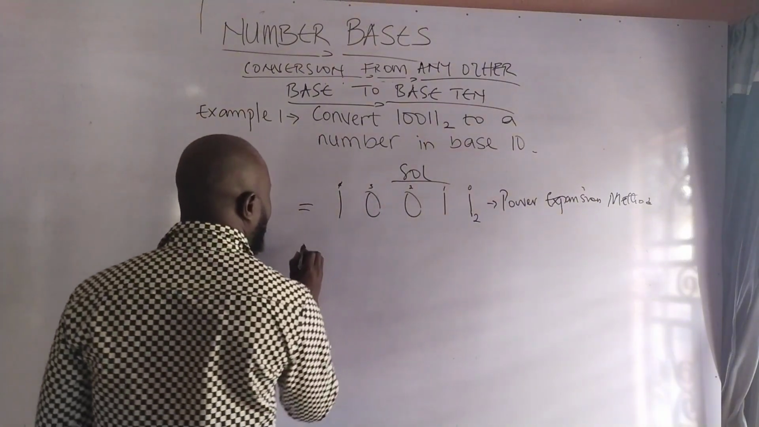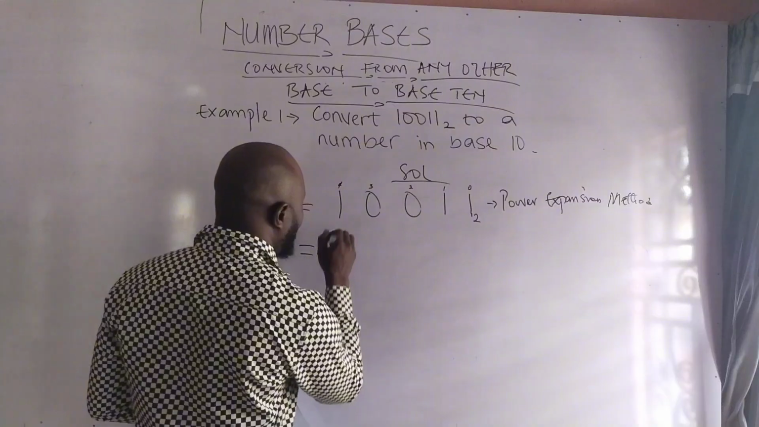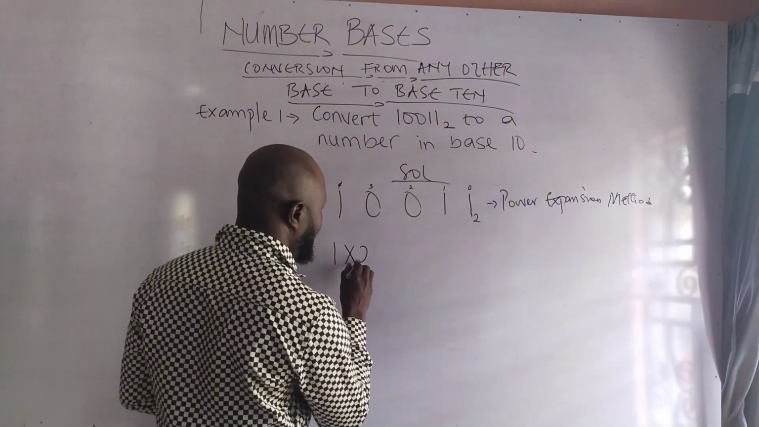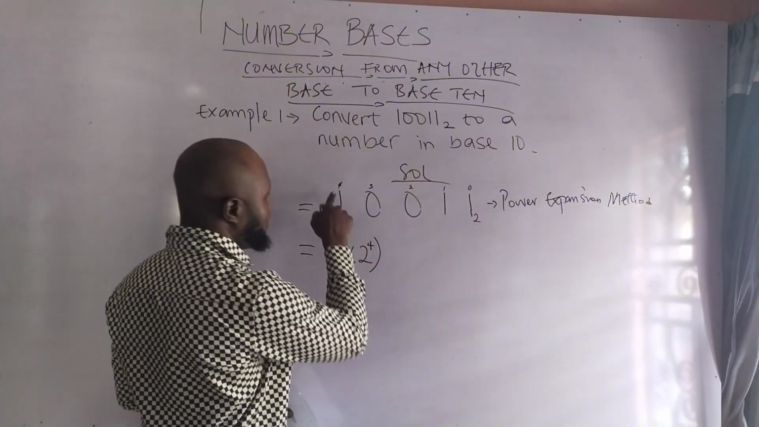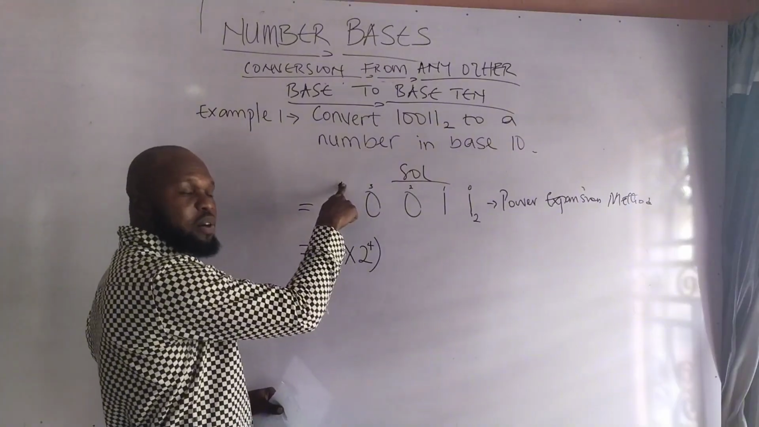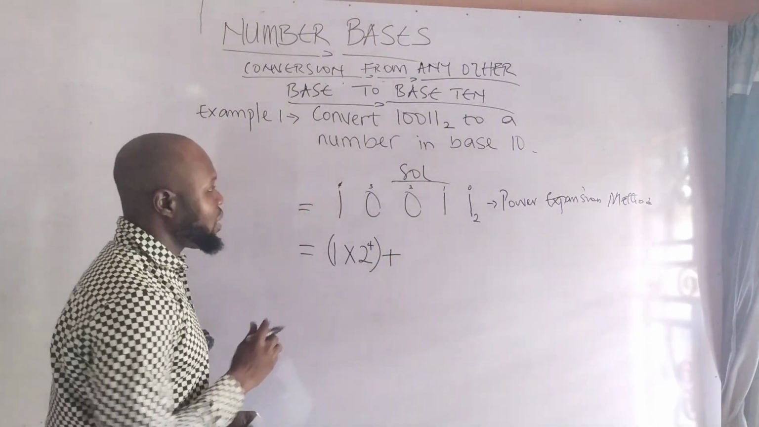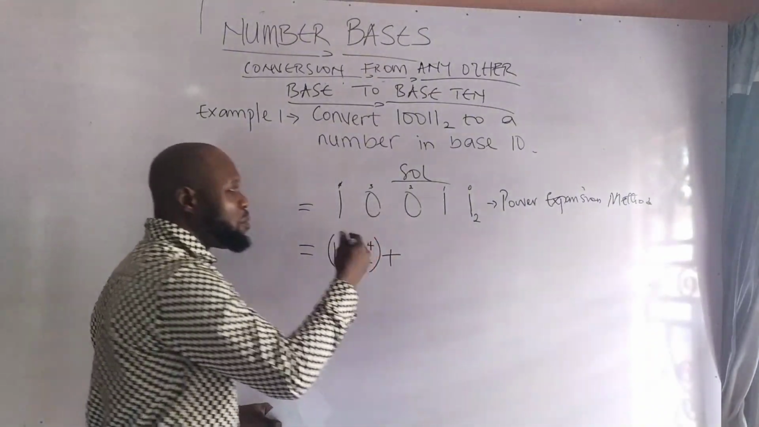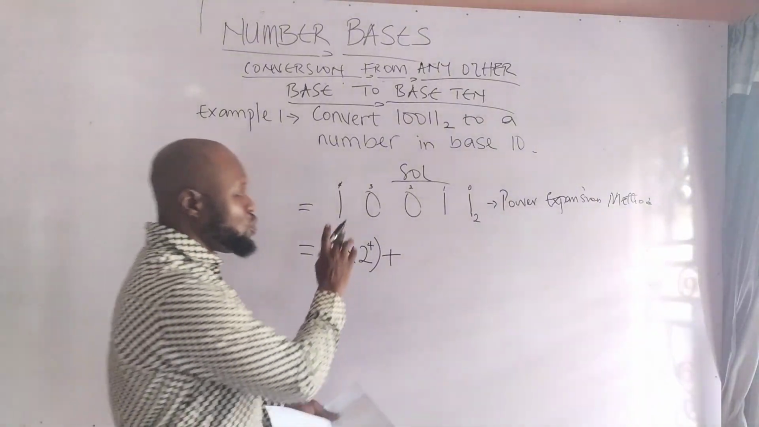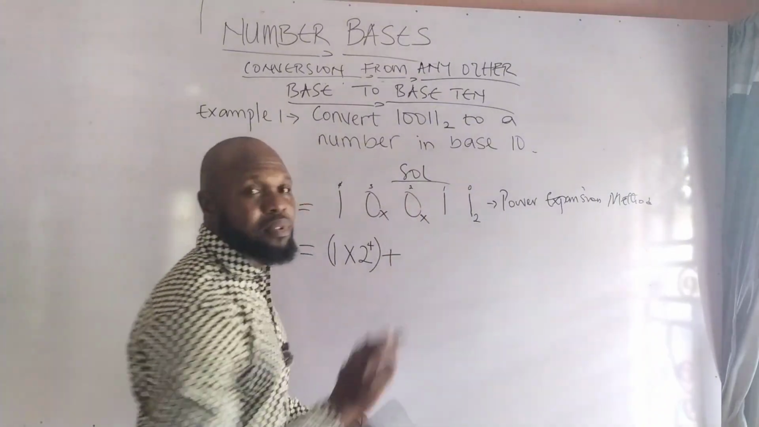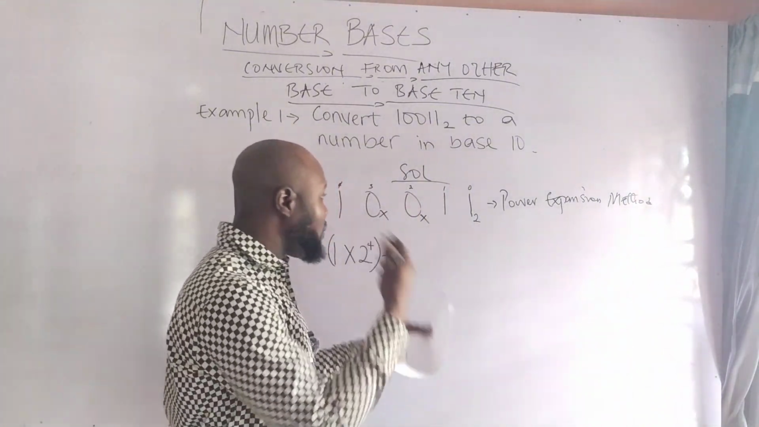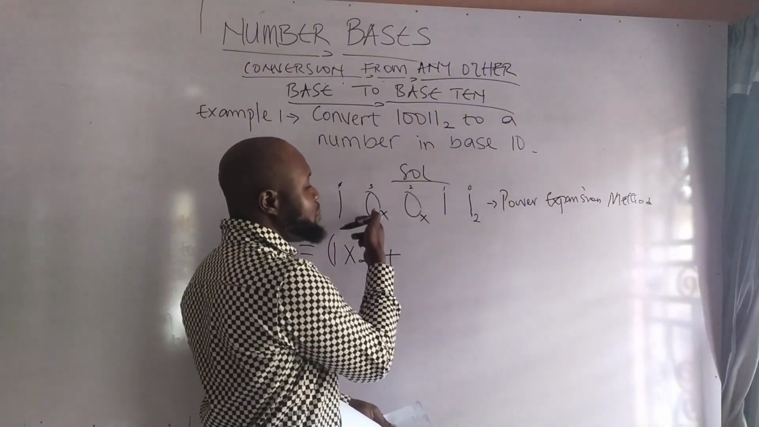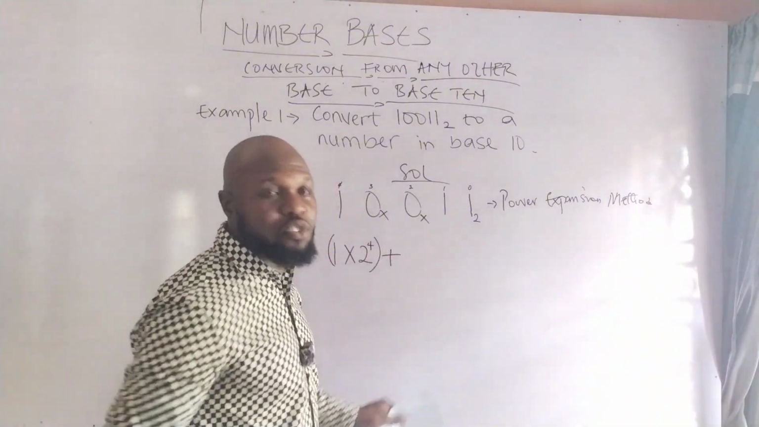Then the next thing is you multiply. 1 times 2 raised to power 4, then you add the next digit. The 0 times 2 raised to power 3 is 0, because anything you multiply 0 with will still give you 0. So we don't need to stress ourselves, just ignore it. 2 raised to power 3 is 8, and 8 times 0 is still 0. So let's exclude this totally.